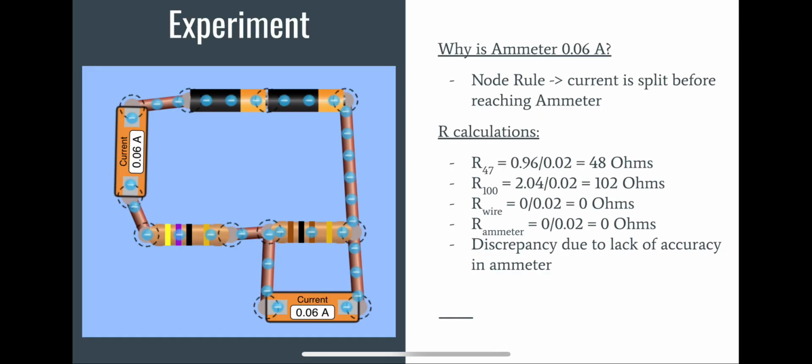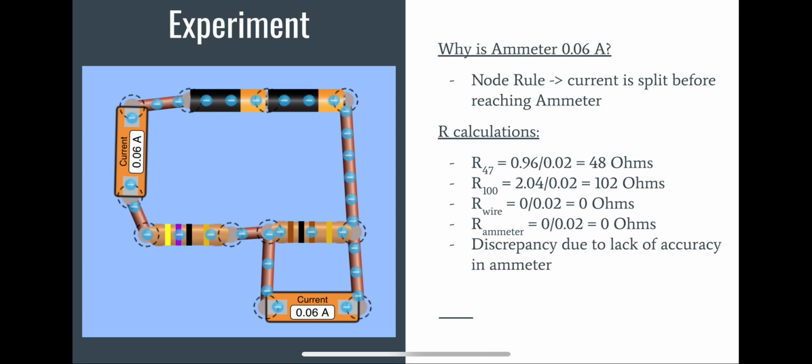Now, setting an ammeter in parallel to a resistor, we notice that the current measured by that ammeter in parallel is much lower. This is because the node rule dictates that the current must split and pass through each wire segment individually. So the current is split at that section, and then it is passed through, which leads to a lower reading.